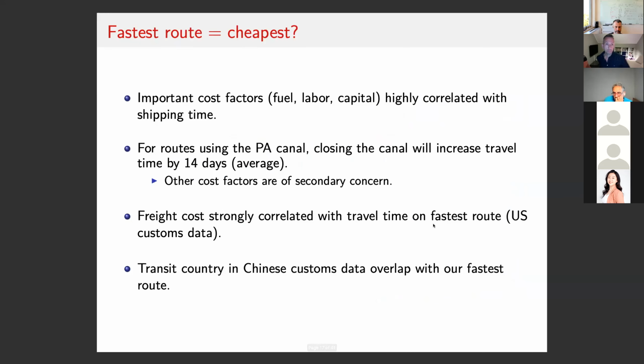Okay, I guess as economists, you would think that it's really the cheapest, or some combination of cheapest and fastest routes, that really matters, right? So the way we think about this is that certainly a lot of the important cost factors, such as fuel, labor, and capital, are highly correlated with shipping time, right? So that's one reason to focus on time.